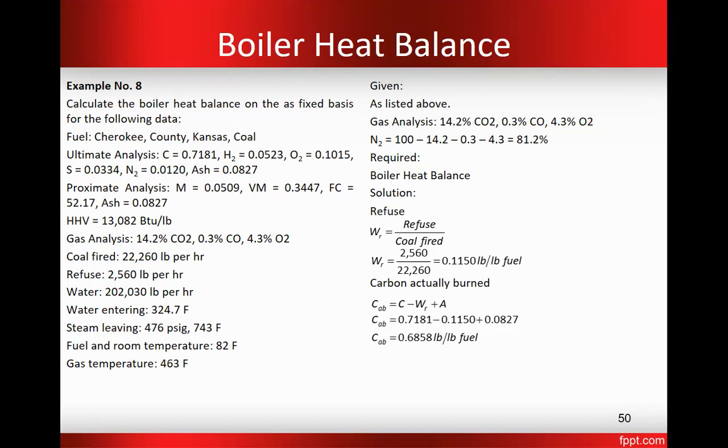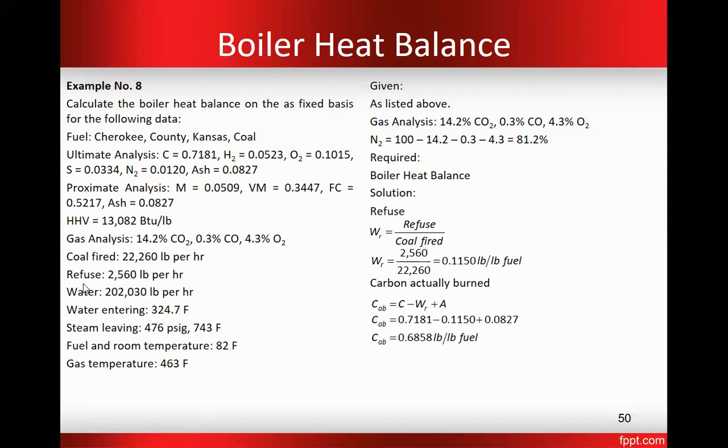Volatile matter, 0.3447. Fixed carbon is 52.17%. So ash is 0.0827. Okay, let me change that: 0.5217 and 0.0827. Higher heating value is 13,082 Btu per pound, which you can see in the table. And the gas analysis given is 14.2% carbon dioxide, 0.3% carbon monoxide, 4.3% oxygen. Then coal burned is 22,260 pounds per hour.